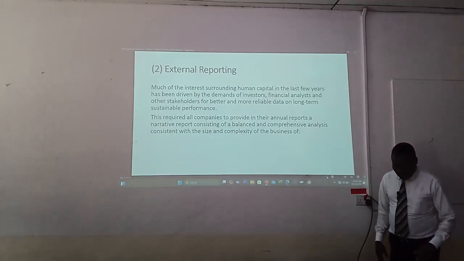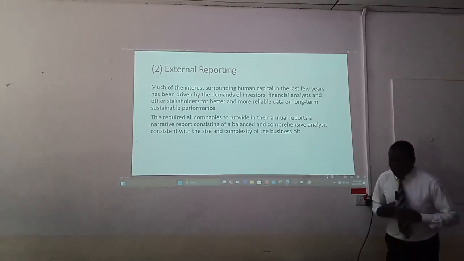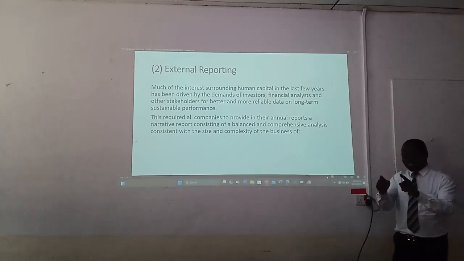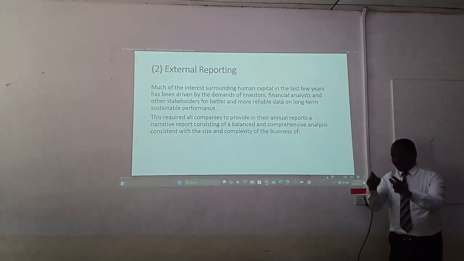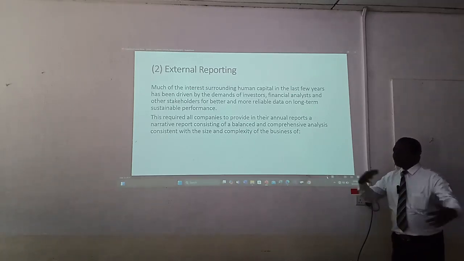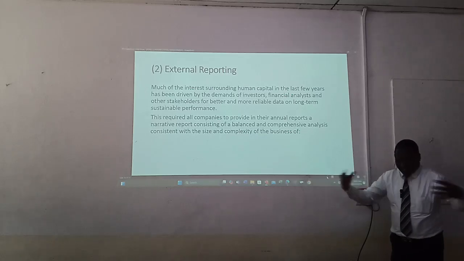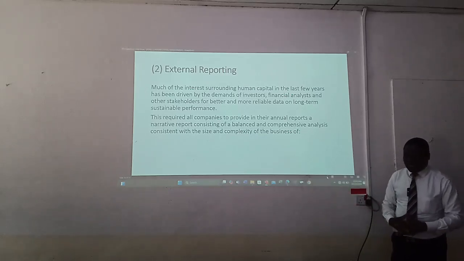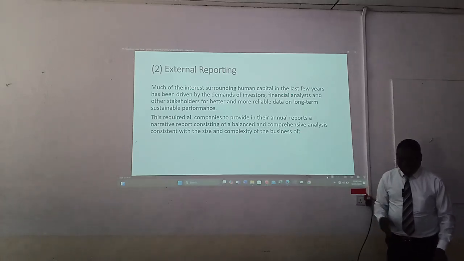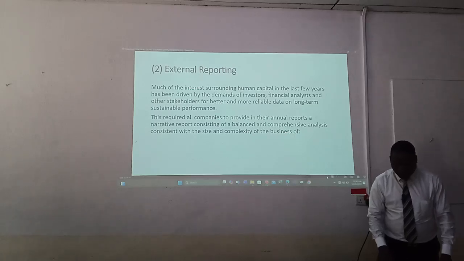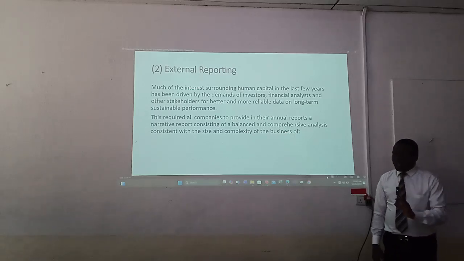Why? Because then those investors, those people that would like to buy shares within the company would say, yes, this is a very good company. Let's go and buy shares because they're making profits. Okay? So you are able now to attract these outsiders, stakeholders, because they have seen that you have that reliable data, and then you have a long-term sustainable performance within your organization.